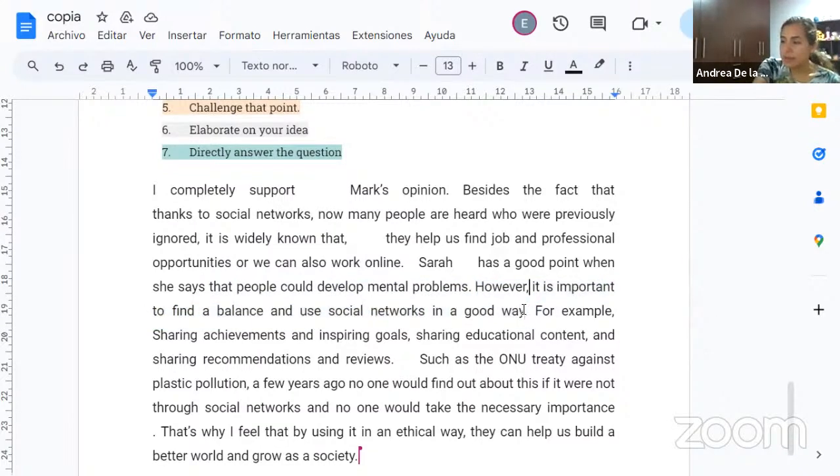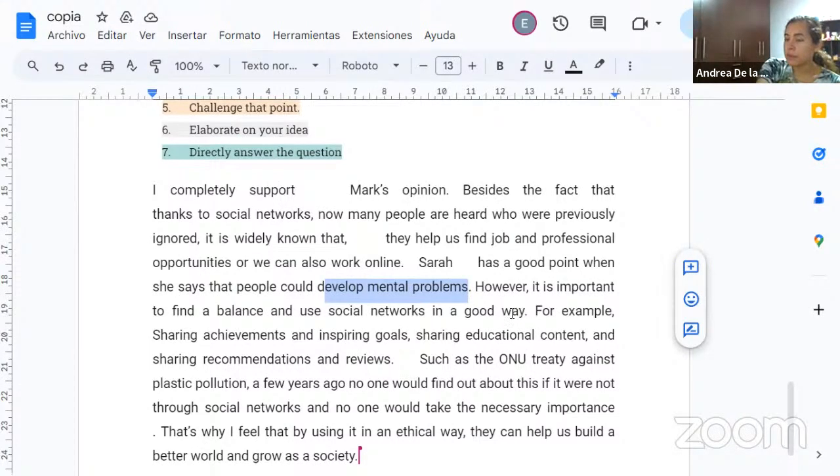Okay, this is good, but remember that what you have to do here is challenge this point. So I would continue with the same template. However, it is important to note that if you find a balance and use social media in a good way, there should be no risk of developing any type of mental problems, for example. And that way you're going to directly contrast and challenge this point of mental problems, right? Because the second thing has to be related.